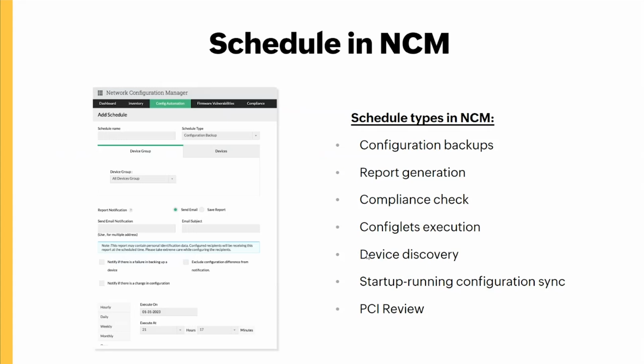Network Configuration Manager offers various scheduling options for different task categories such as configuration backups, report generation, compliance checks, configlet execution, device discovery, keeping startup and running configurations in sync, and PCI review. So these scheduling options are particularly useful for tasks that need to be performed on a daily, weekly, or monthly basis, since it's impractical for users to remember and manually perform each task regularly. The scheduling feature allows you to set the date and time, and NCM will automatically handle the rest.